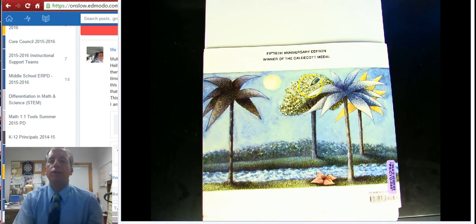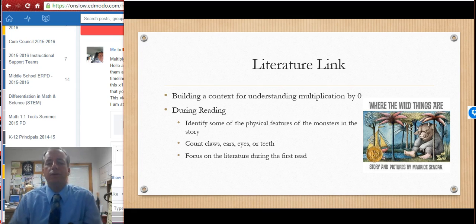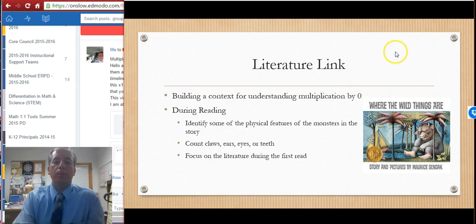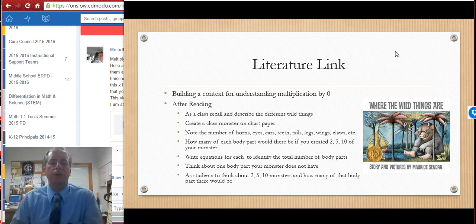So on the pages where we saw just the pictures of the different wild things might be a good place to pull out how many claws, how many teeth, how many eyes, just to start bringing in some of those number pieces. So what are we going to do with this piece, and how is it going to connect back to multiplying by 0? After reading, as a class, we're going to go through all those different features of the wild things. I would certainly chart some of them out. And we're going to create our own class monster. So let's go ahead and create a class monster.